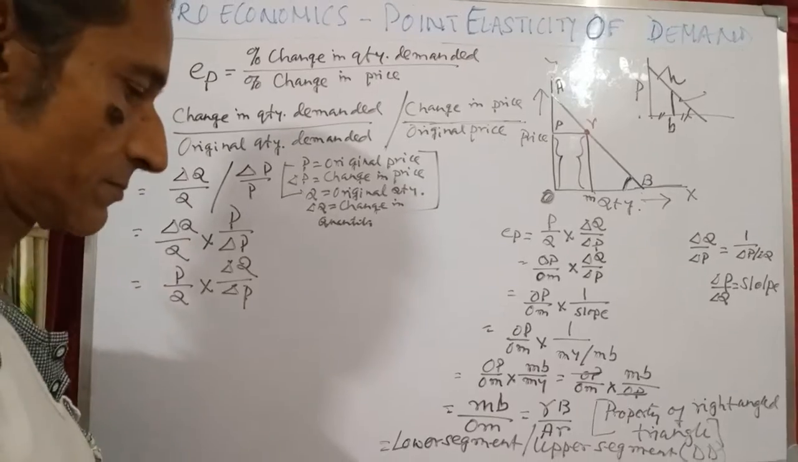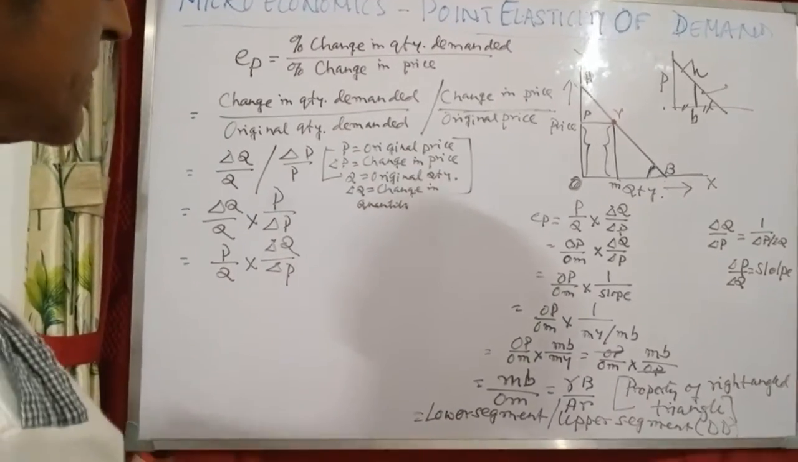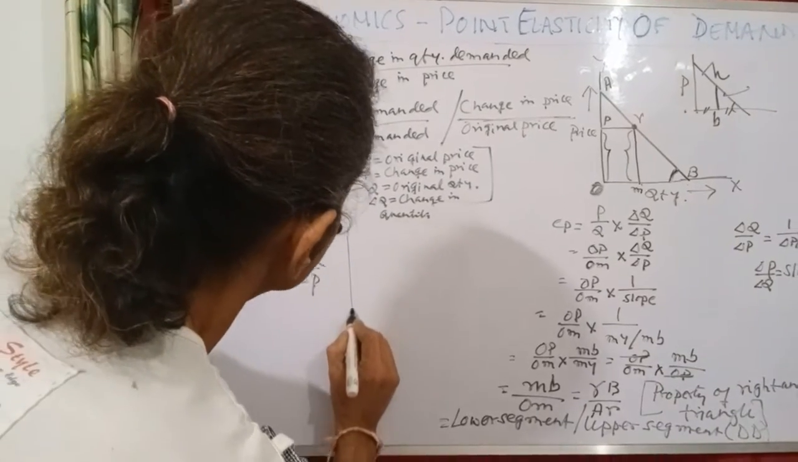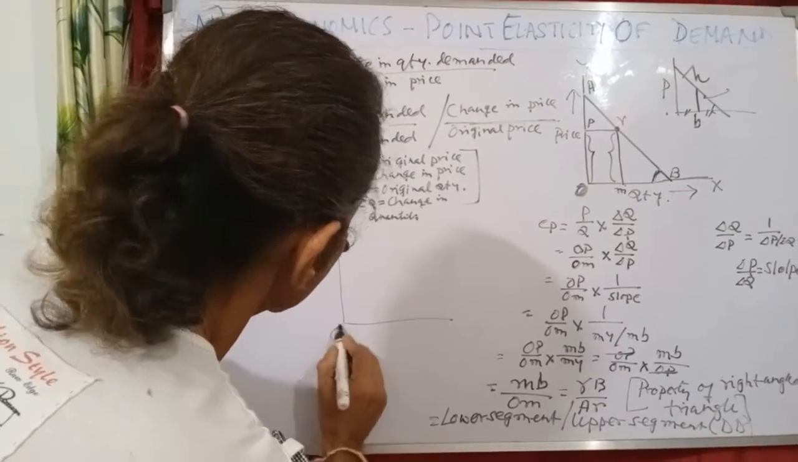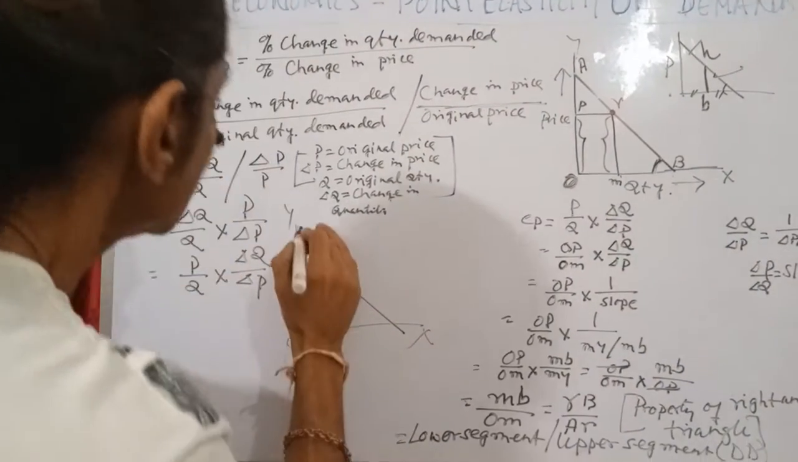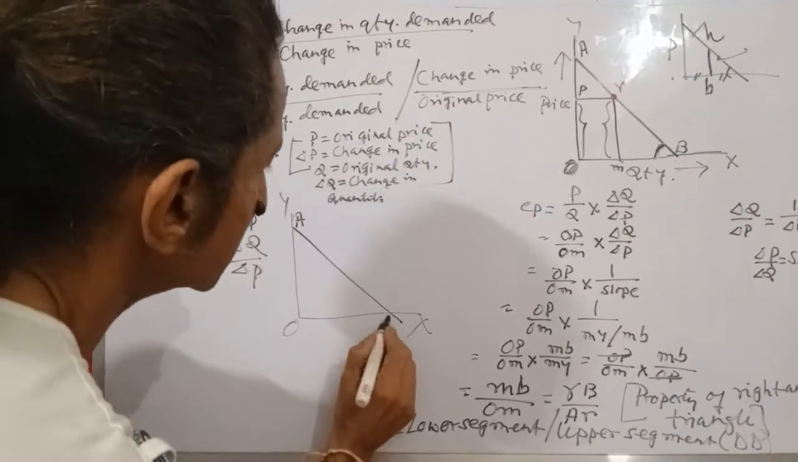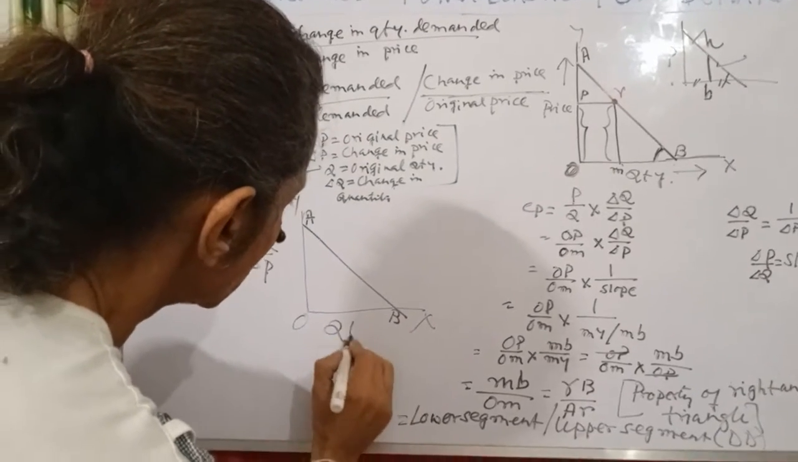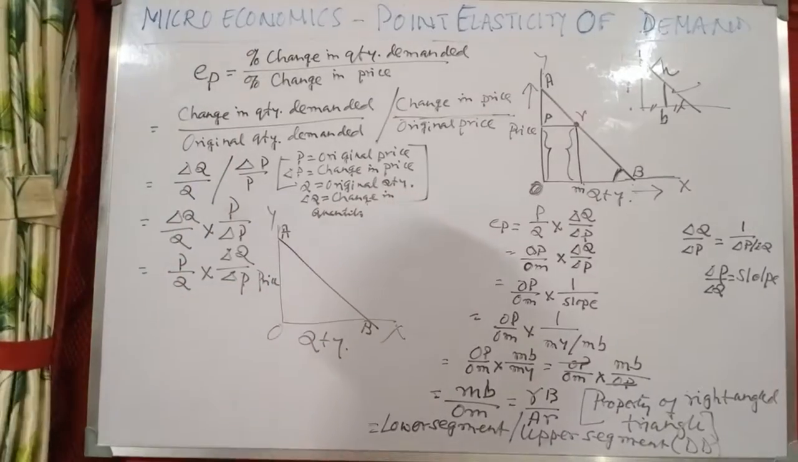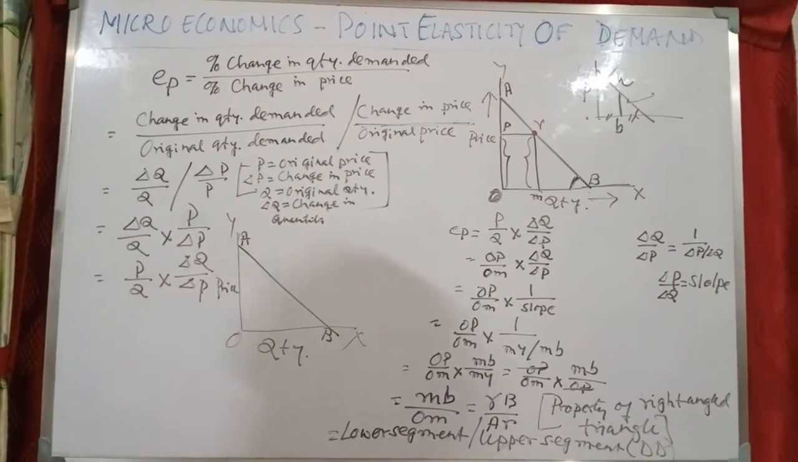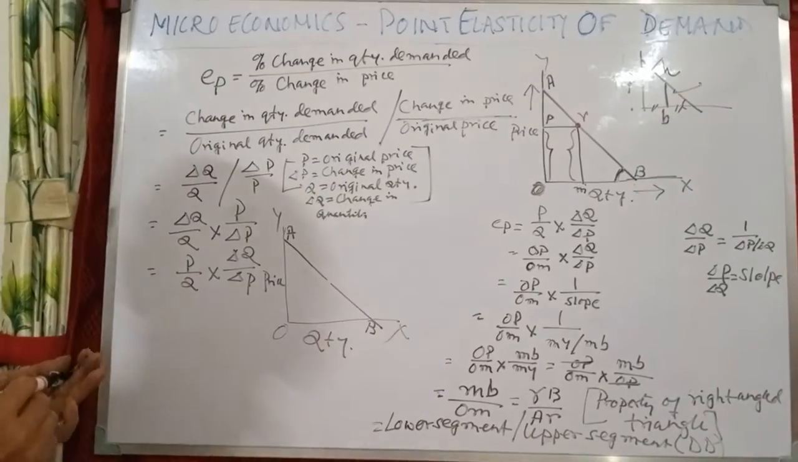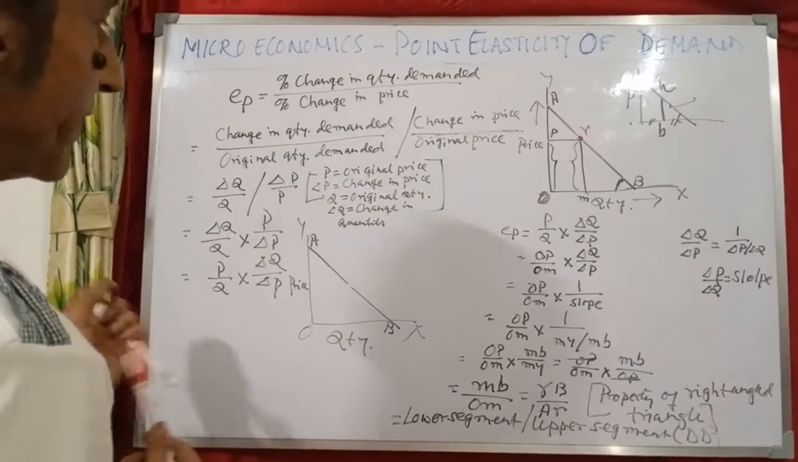Now say this is the demand curve. Say AB, on x-axis we measure quantity and on y-axis we measure price. Suppose this is the middle point, midpoint of the demand curve AB.